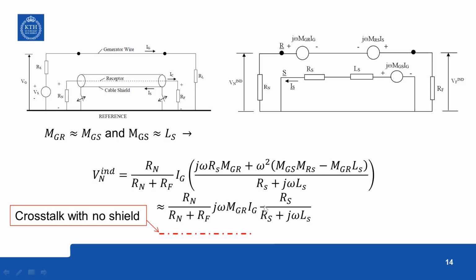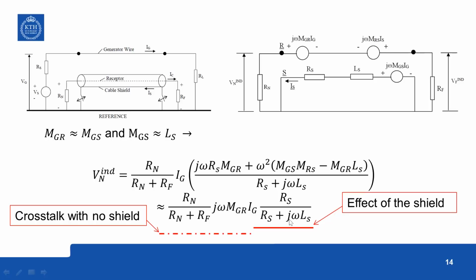So immediately from this equation you can see that the reduction of crosstalk is a function of the shield properties and the frequency. R_S is the resistance of the shield, L_S is the self-inductance of the shield. So the shield properties and frequency decide how much beneficial effect the shield will have in the inductive crosstalk. So this is the effect of the shield.